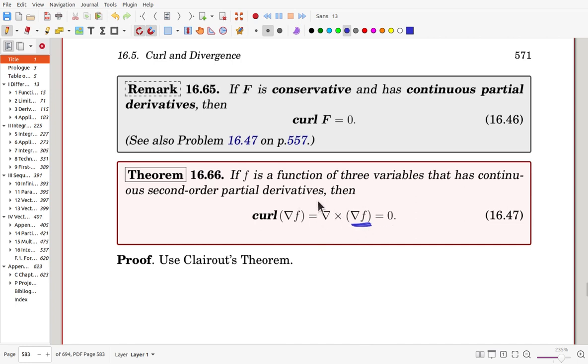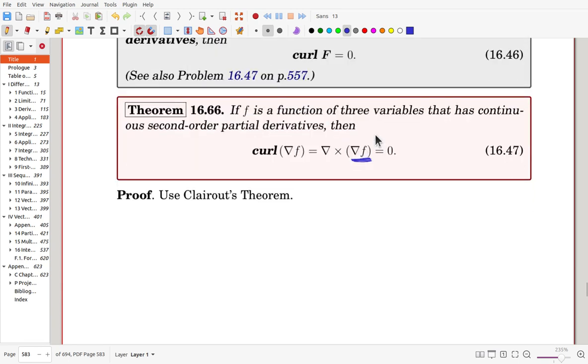In general, for every function having continuous second partial derivatives, we can prove this by using Clairaut's theorem. Quite easily we can do that, so that eventually we have that a conservative vector field always has curl 0.